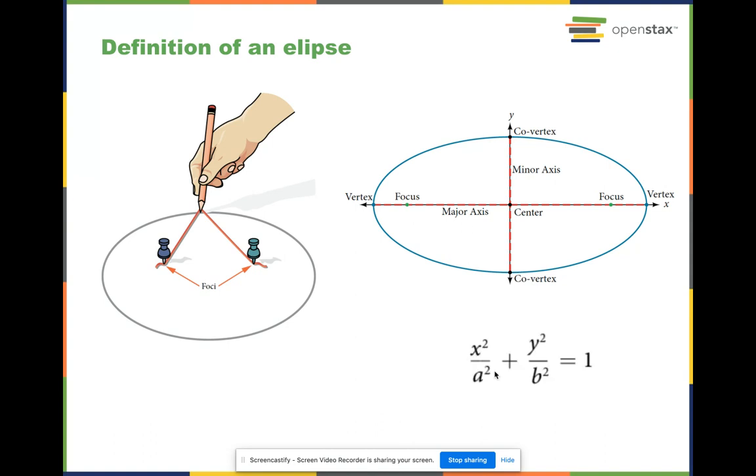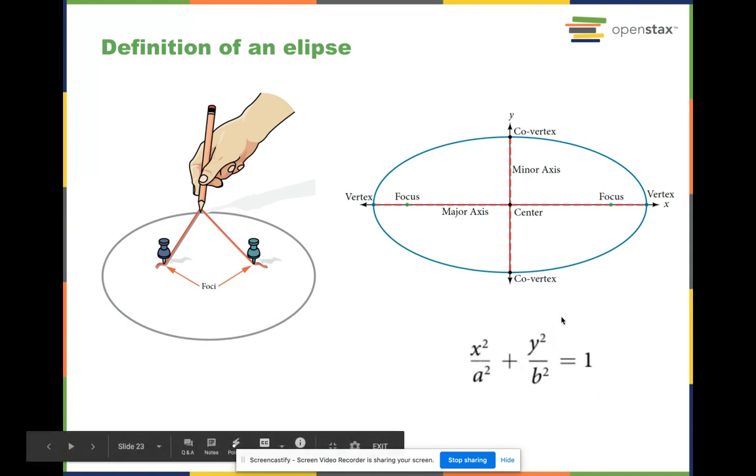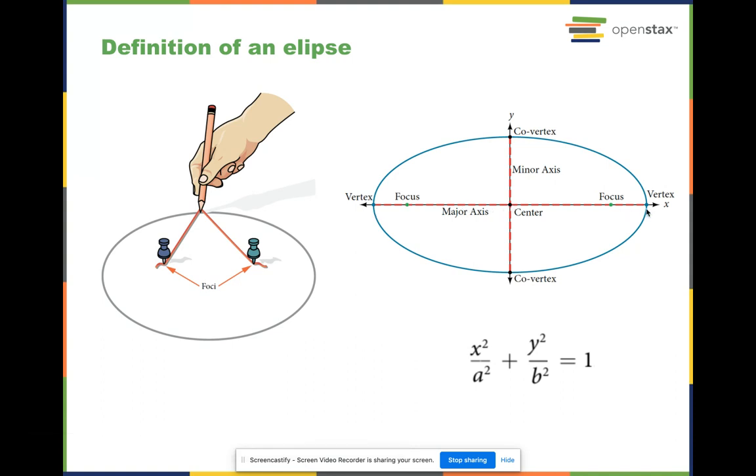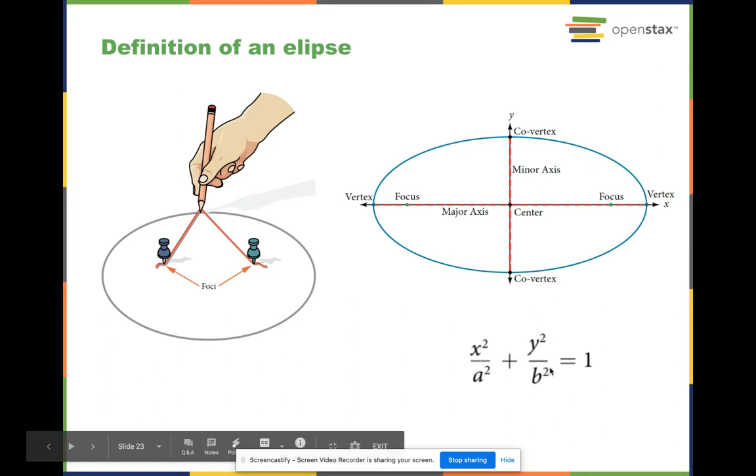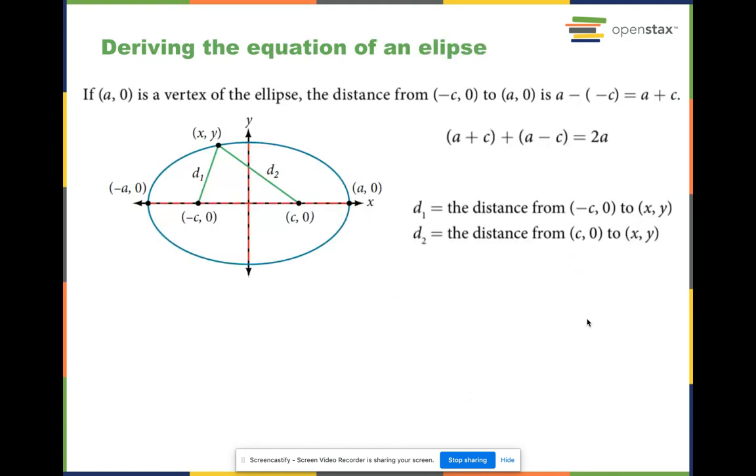All right, so here is what the equation for an ellipse looks like. We have an x squared and a y squared term. We have a squared and b squared. So a is going to be the distance from the center to a vertex. This distance here is a, and this distance here would be b. Remember, in a circle, those are the same, but in an ellipse, they are not. And we're always going to have it equal to 1. So we'll talk about this equation more.